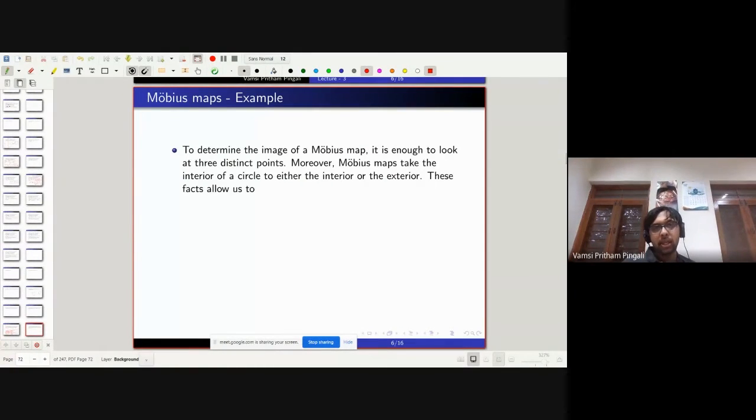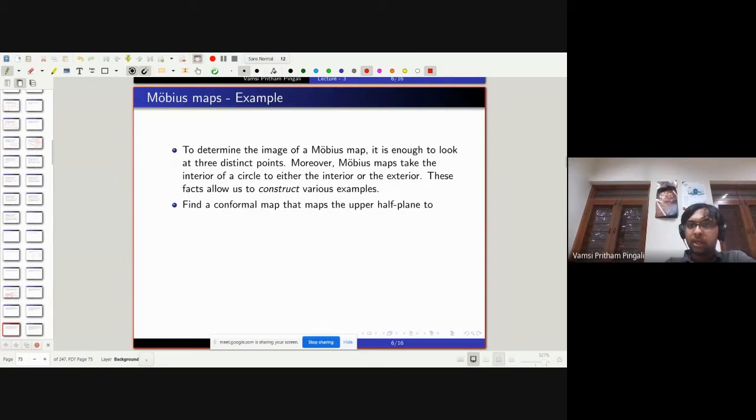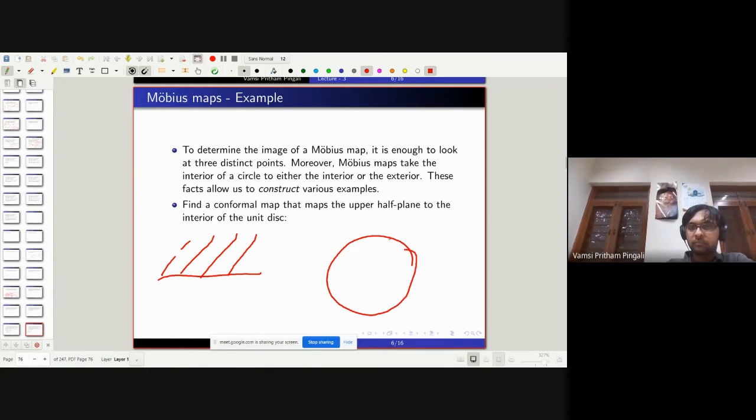Anyway, these facts allow us to construct various examples. So first question, find a conformal map that maps the upper half plane, where y is positive, to the interior of the unit disk. So you want to map this to this. Well, how?